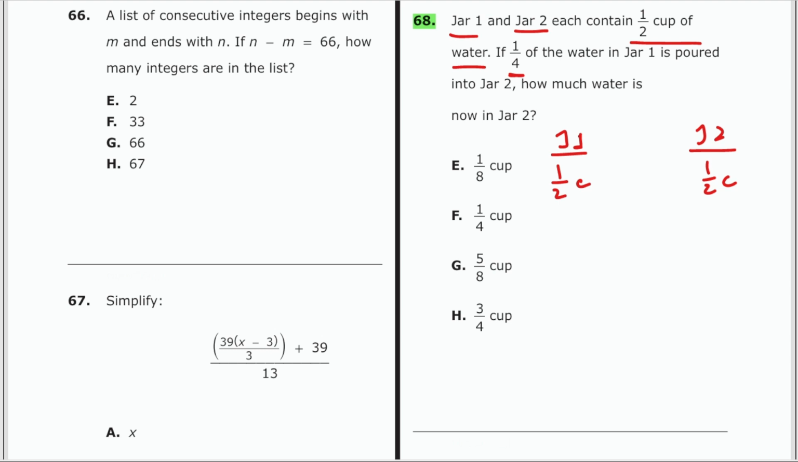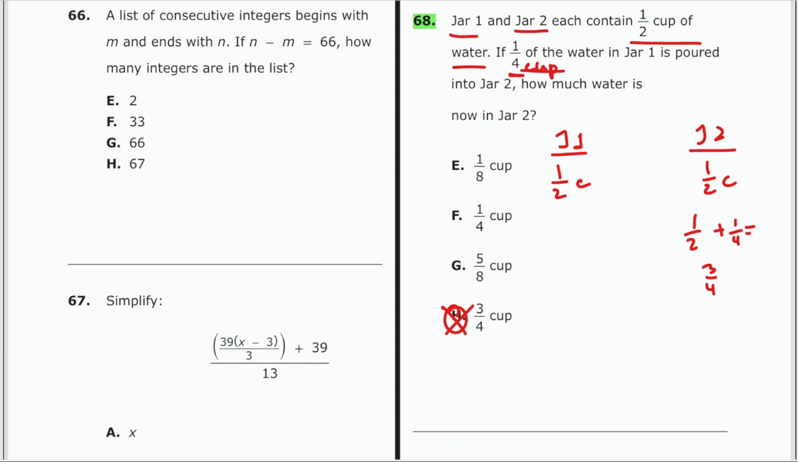What almost everybody, by the way, including myself, makes as a mistake is we assume that 1/4 cup of water in jar 1 is poured into jar 2, so then you just do 1/2 plus 1/4, and mistakenly you get 3/4. When you simplify, the answer is H, and that is a wrong answer because we are not asked to pour 1/4 of a cup. It's 1/4 of the entire chunk of water.